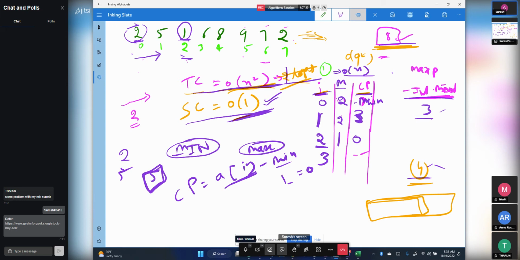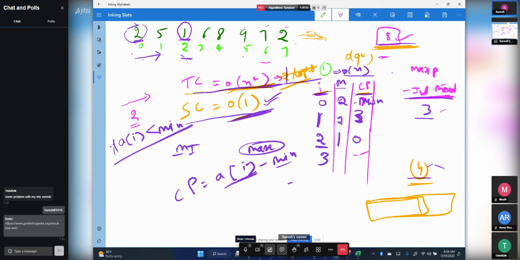This is where the magic comes. So now let's look at the current profit. First we need to find out the minimum. Is it less than the minimum that we are assuming so far? What is the minimum so far? We are assuming 1. If A of I is less than minimum, this is the condition. If the number you got is less than the minimum, change the minimum. A of I is now 6. Is 6 less than 1? No.